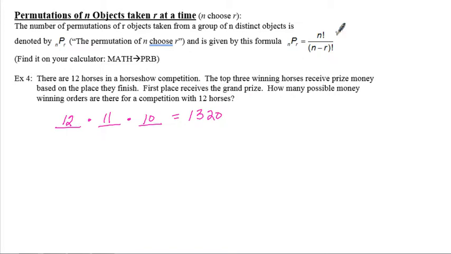We also could have used this formula up here to do that. We could have done 12 factorial divided by 12 minus 3 factorial. It will get us the same answer.